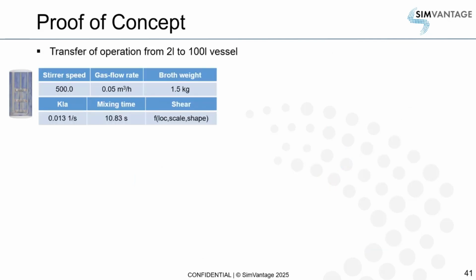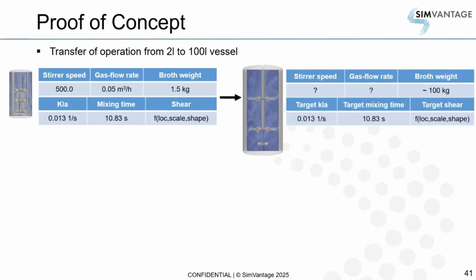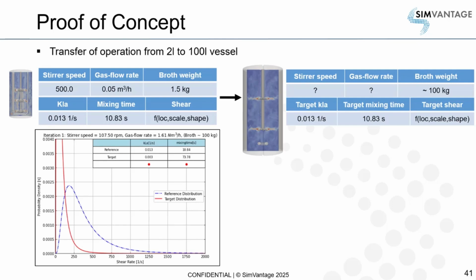Now, a proof of concept for a 2 liter to a 100 liter vessel. We saw that for the chosen stirrer speed, gas flow rate and broth rate for the 2 liter vessel, we get a certain KLA and mixing time. This KLA and mixing time are now also the targets for our 100 liter vessel. And the shear rate, of course, is a distribution. And now you see the optimizer.